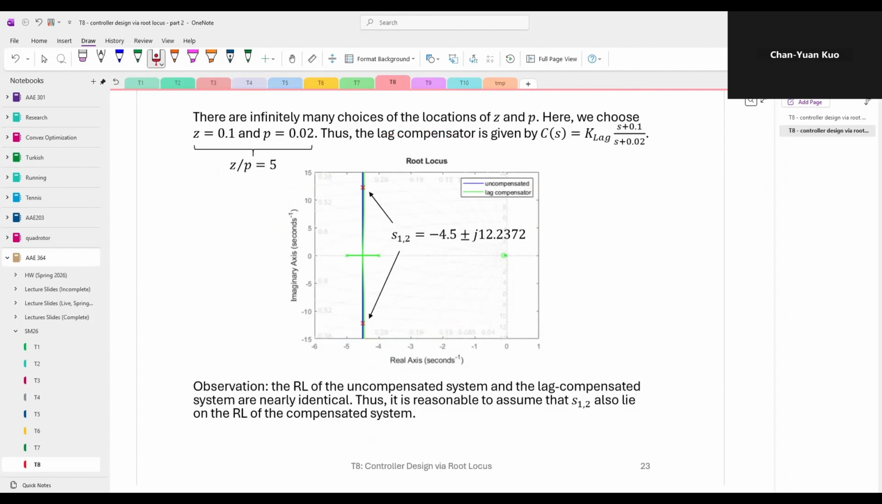Therefore, it is reasonable to assume that the original dominant poles are still on the root locus of the compensated system, which will allow us to determine the controller gain using only the magnitude condition.